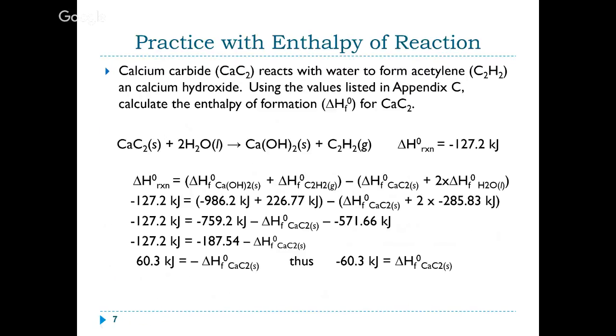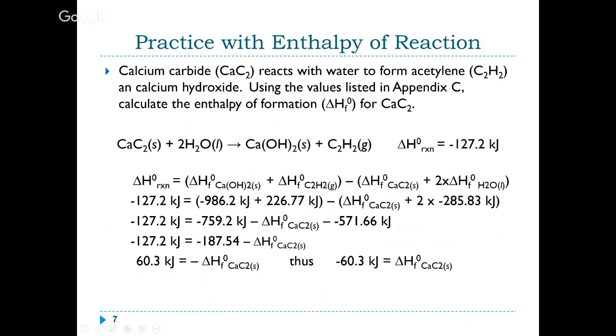So some more practice with enthalpy of reaction. Calcium carbide reacts with water to form acetylene and calcium hydroxide. Using the values listed in Appendix C, calculate the enthalpy of formation for calcium carbide. So we write out a balanced equation. It tells us that it reacts with water, so we assume liquid water, and it forms acetylene and calcium hydroxide. Then we go in and make sure we have a balanced equation.